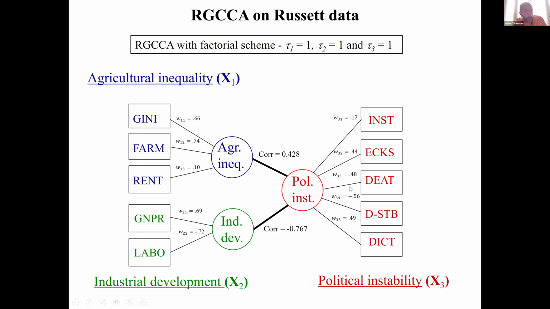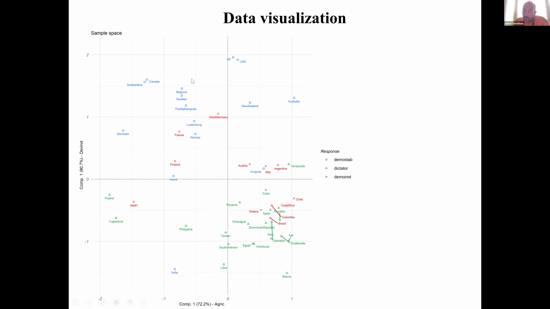Okay. And to conclude this part, you can plot the first component of the first block on the x-axis, and the first component of the second block on the y-axis. And you can see here the stable democracy on the top. Below here in gray, you have the dictatorship, and in the middle you have unstable democracy.